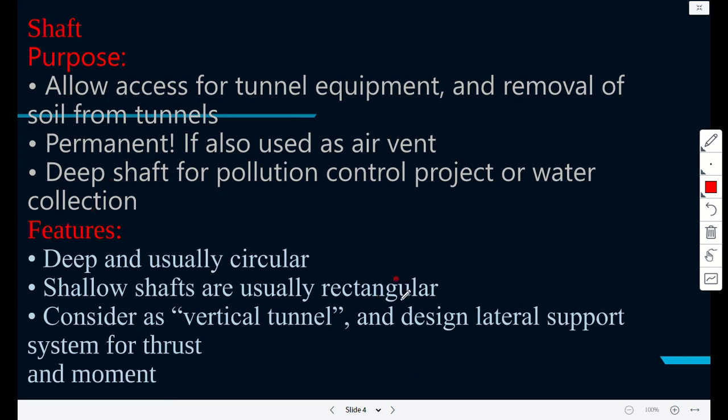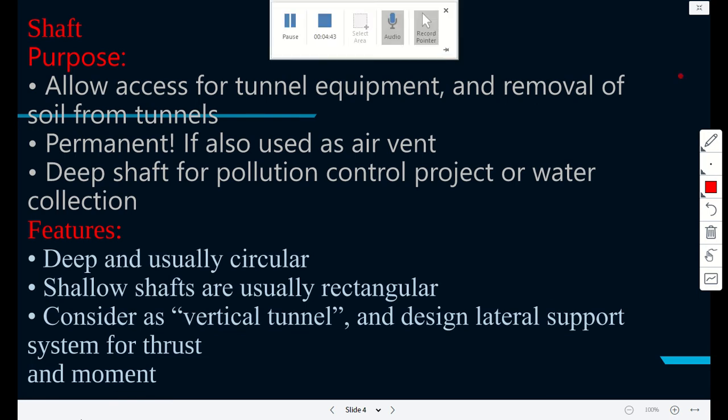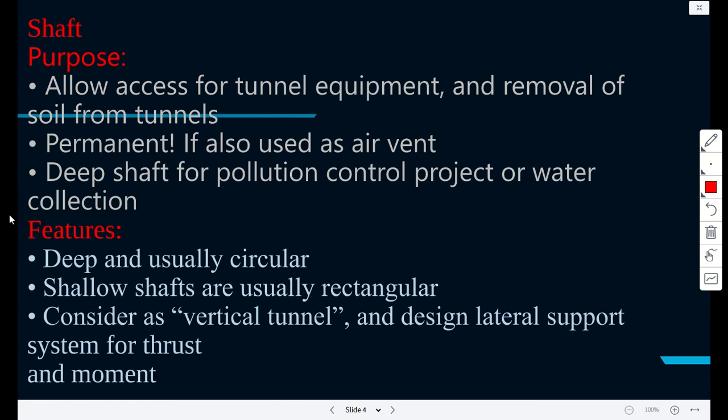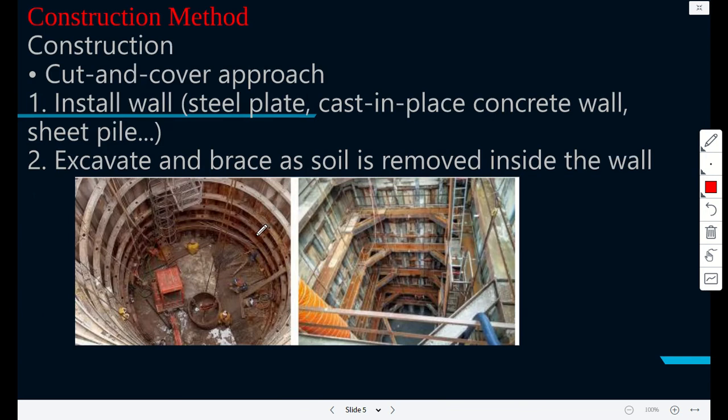Now features: they are usually deep and circular, mostly circular. Shallow shafts can be rectangular. Consider it as a vertical tunnel, with design of the lateral support system for thrust and moment. Mostly circular. So even the one we are going to use as design, we are going to assume circular, otherwise for rectangular the idea is the same, but of course what we do in actuality is much more complicated, but we're just going to give you an idea here so that you can know what it is about.